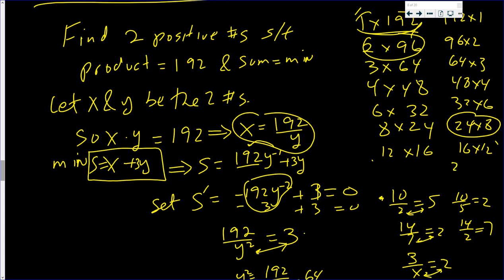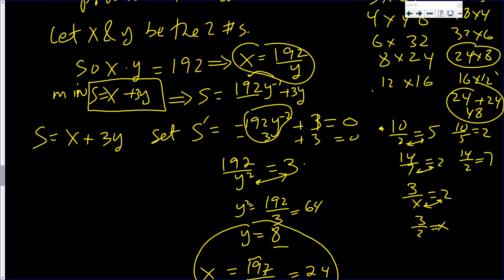You're going to have 24 plus 3 eights. The smallest sum is going to be 48. Now, x plus 3y: we found that x was 24 and y was 8, so I tripled that, and yep, we do get that the min is 48.